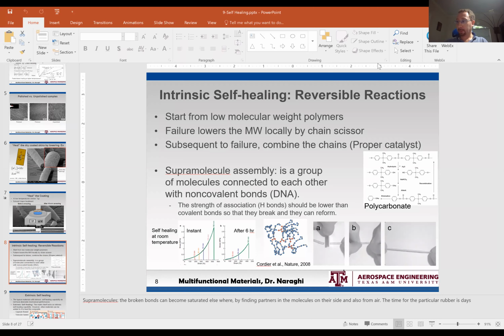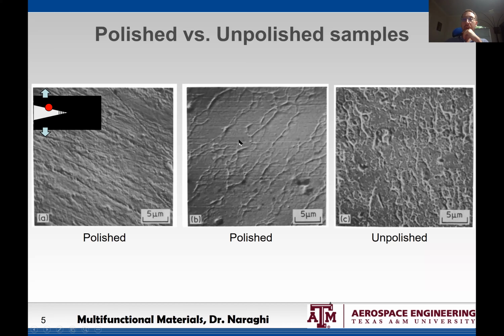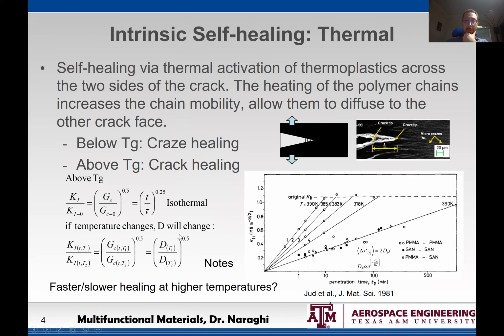So let's continue the intrinsic self-healing. One of the equations that we derived at the end is this equation that relates fracture toughness to critical energy release rate. And for a given time, if you keep the time constant, the healing is proportional to the square root of delta x squared, which means it's proportional to the square root of D.